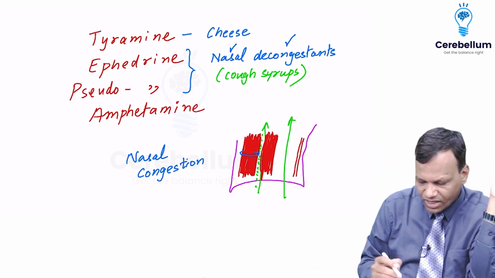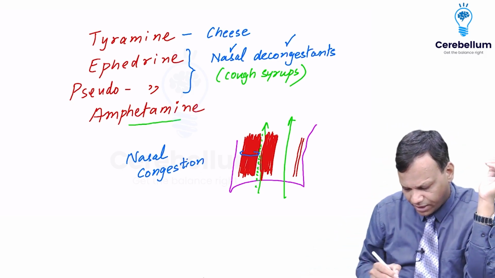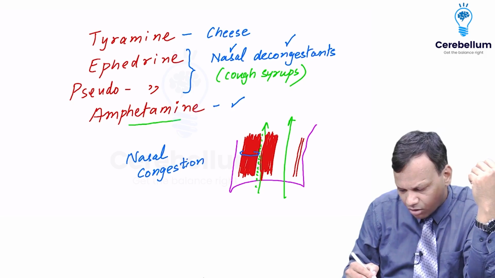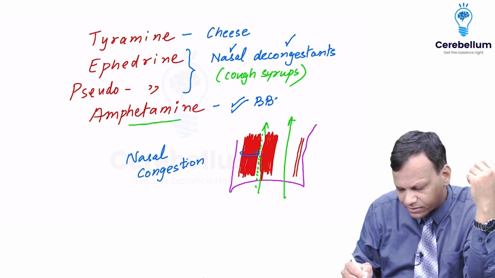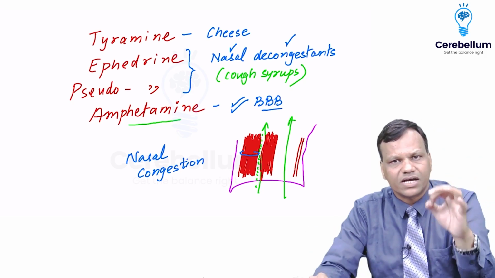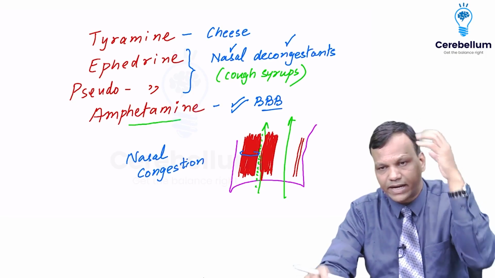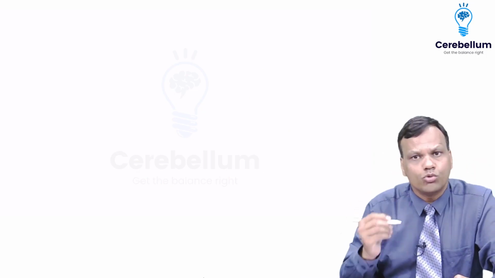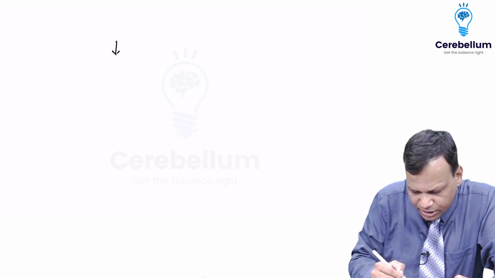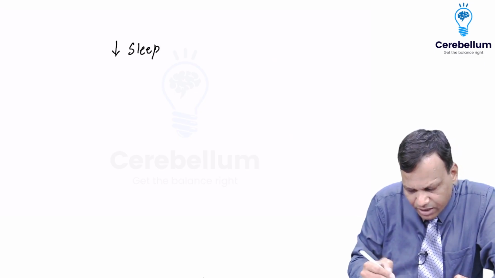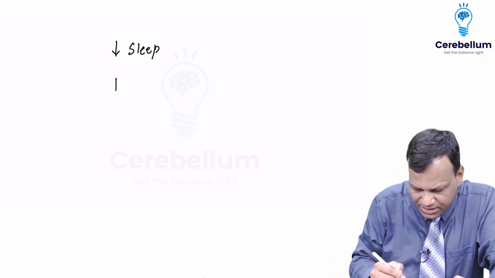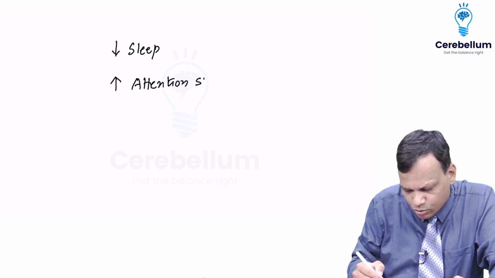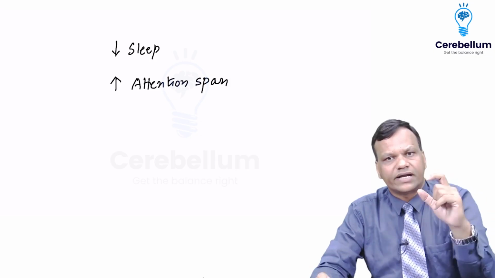Okay. Then the third group of drugs are amphetamines. Now, what is special about amphetamines to remember? These can cross the blood-brain barrier. Special drugs, amphetamines, can cross the blood-brain barrier. They can enter the brain. And after entry in the brain, amphetamines produce two important actions. One, they reduce sleep. Amphetamines reduce sleep. And second, they increase attention span. Amphetamines reduce sleep and increase attention span.